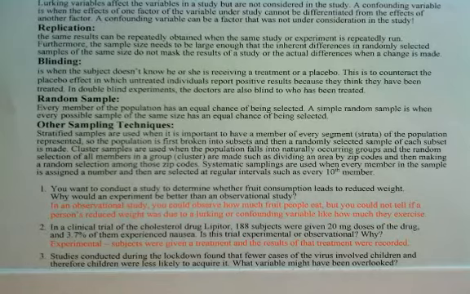Studies conducted during the lockdown, so that we're talking about basically last spring, found that fewer cases of the virus involved children, and therefore children were less likely to acquire it. You may have, in fact, heard this claim being made now that people are thinking about going back to school. So, the question is, what variable might have been overlooked?